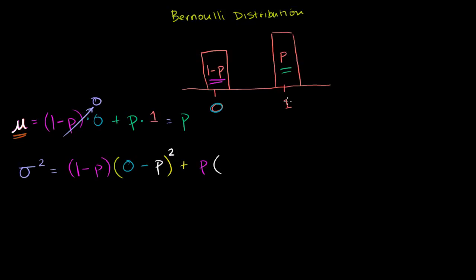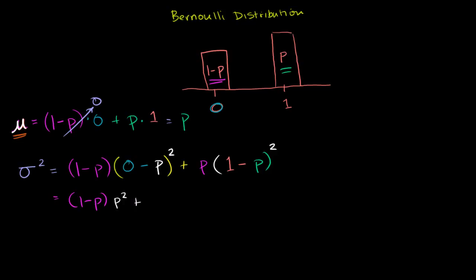Now, we got a 1. And what's the difference between 1 and the mean? It's 1 minus our mean, which is p over here. And we're going to want to square this as well. This right here is going to be the variance. Now, let's actually work this out. So this is going to be equal to 1 minus p times, 0 minus p is going to be negative p. If you square it, you're just going to get p squared.